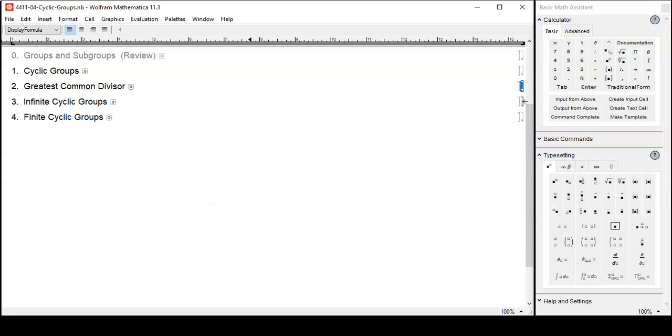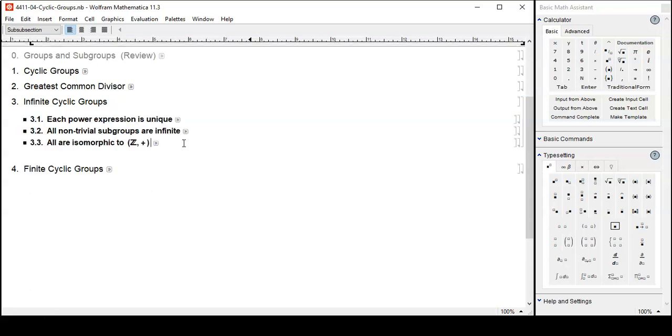Now let's go to some properties of cyclic groups. In section 3, we're going to study infinite cyclic groups, and in section 4, finite cyclic groups. Infinite cyclic groups are easier because eventually everything is the same as Z. Everything is isomorphic to Z under the addition. They're all the same, basically.